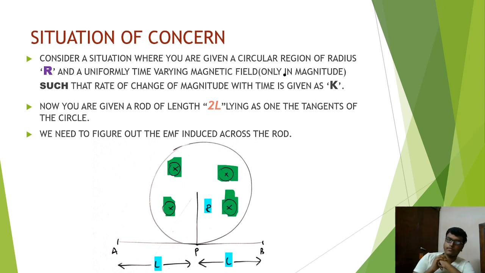As you can see, I have drawn the diagram for you, such that the rate of change of magnitude with time is given as k. What does it mean? The dB/dt is given as k in the question. Now you are given a rod of length 2L lying as one of the tangents of the circle. You can see AB is the rod, with the point of contact P. You can see that the point of contact is symmetrical about the two endpoints of the rod. We need to figure out the EMF induced across the rod. This is the question of concern.